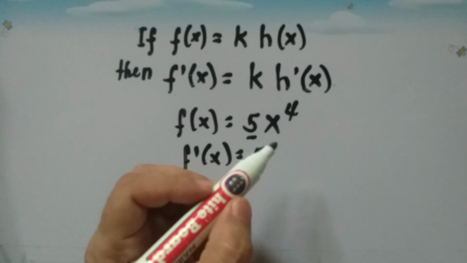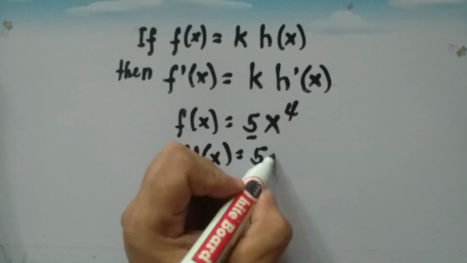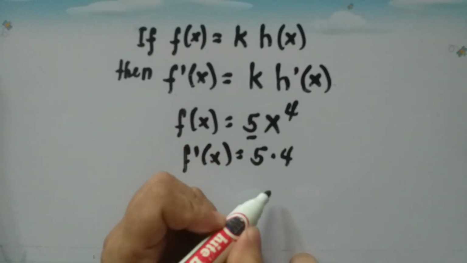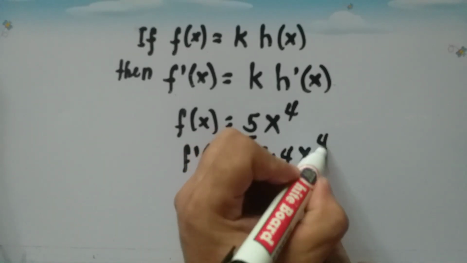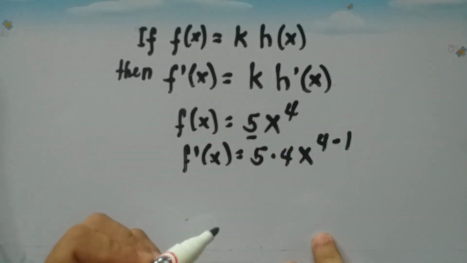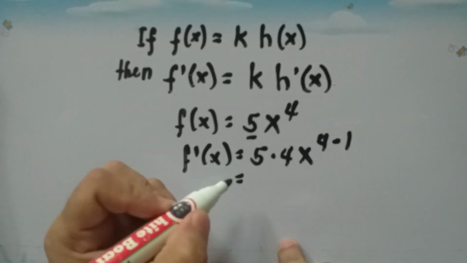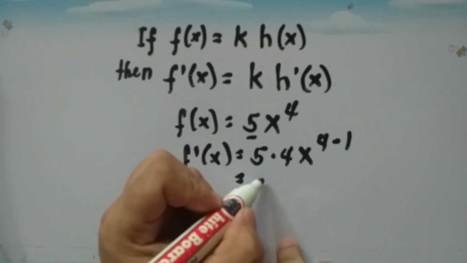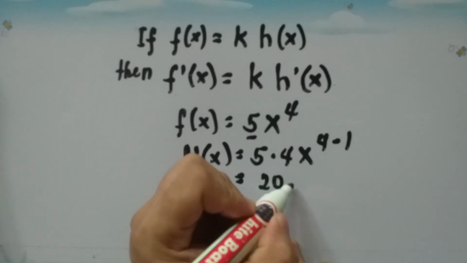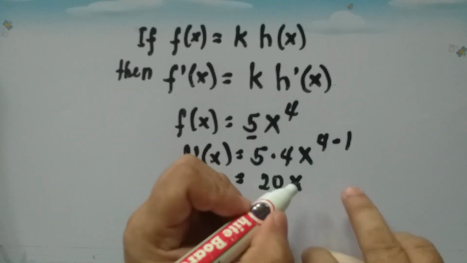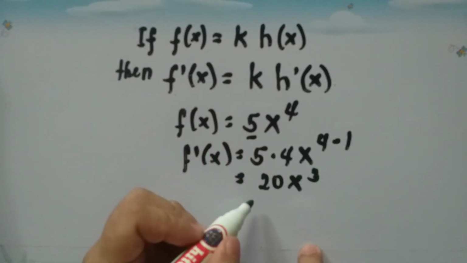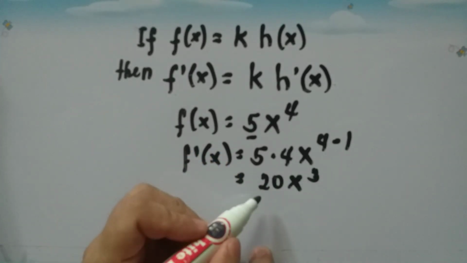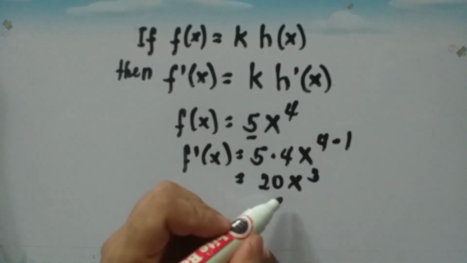We have 4 times x raised to 4 minus 1, which is equal to 5 times 4 is 20. x to the 4 minus 1 is 3. So therefore our derivative is equal to 20x cubed.